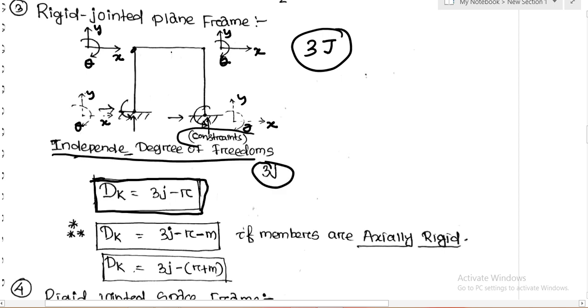How many constraints are there? That will be equal to the support reactions.